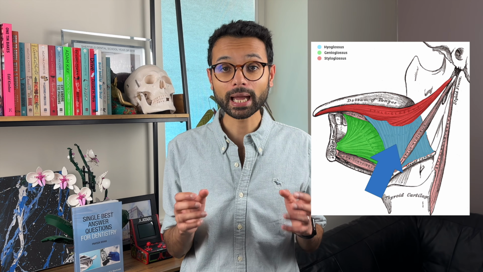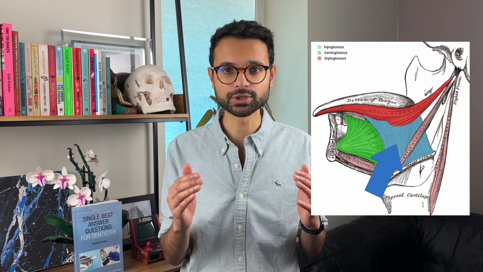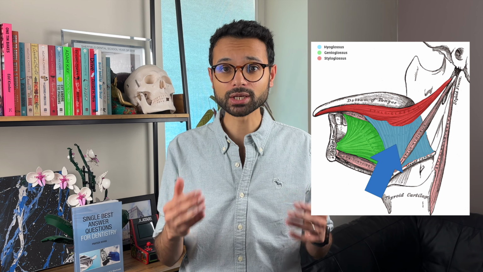Separate to the intrinsic muscles, we have the extrinsic muscles. The extrinsic muscles originate from structures outside the tongue, and then they insert into the tongue. There are four extrinsic muscles that we should be aware of. First, we have hyoglossus. Hyoglossus originates from the hyoid bone and it inserts into the lateral aspects of the tongue. It helps to depress and retract the tongue.